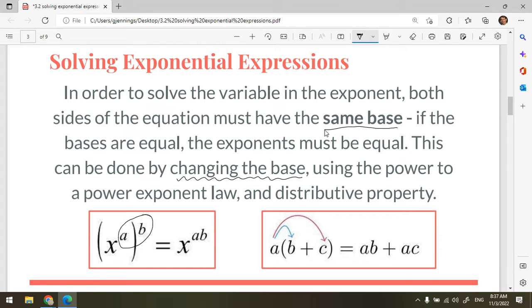You are also going to be building on what we looked at yesterday, particularly the power of a power law, where x to the a to the b is equal to x to the ab. And we'll also be applying the distributive property. Remember that if I multiply a monomial by a binomial, that will create this Mario jumping on both Goombas situation, where you get a times b plus a times c.